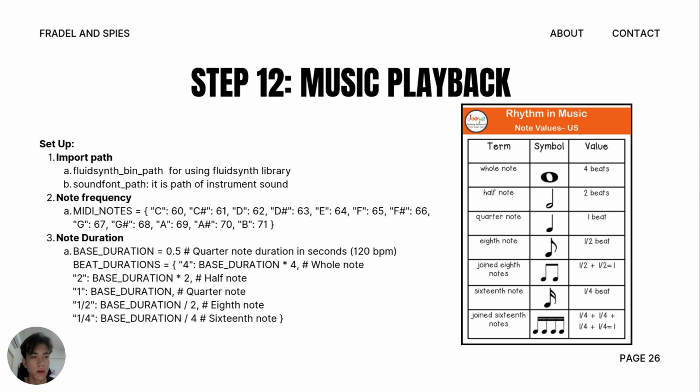For step 12, for the setup, first import the path and fluidsynth. For using the fluidsynth binary and sound font path, it is part of the instrument sound. Second, note frequency: MIDI notes for C, C sharp, D, D sharp, E, F, F sharp, G, G sharp, A, A sharp, and B. And third, note duration is set as the image shows.